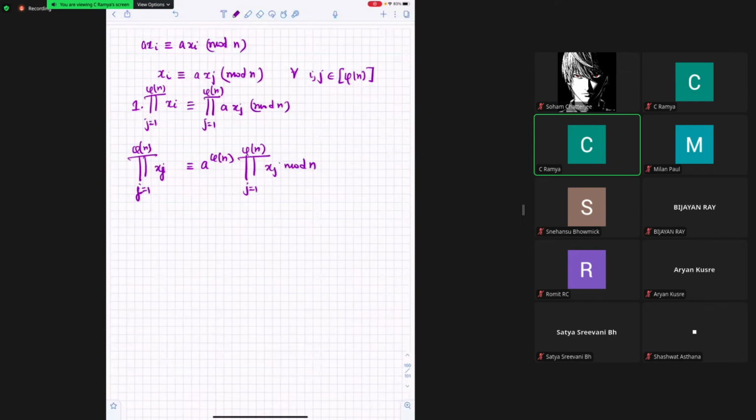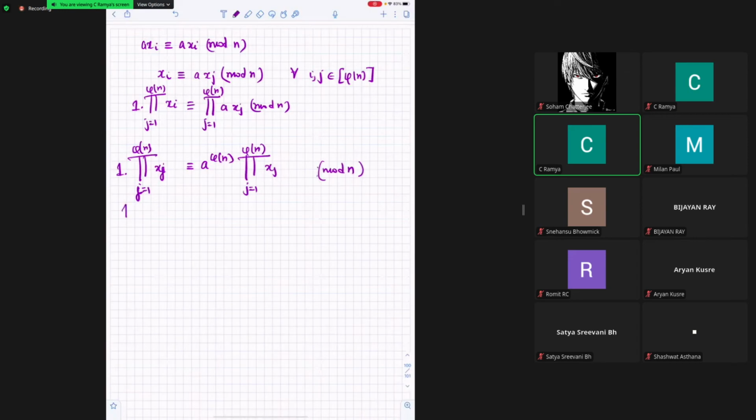Okay. So what do we do next? So this is 1 into this. So what should I do? To prove Euler's theorem, I have to cancel these two terms. To cancel these two terms, what should I prove? That this product is coprime to n, right? Then I can cancel them. Is that clear? So to cancel, we need coprimeness, right?